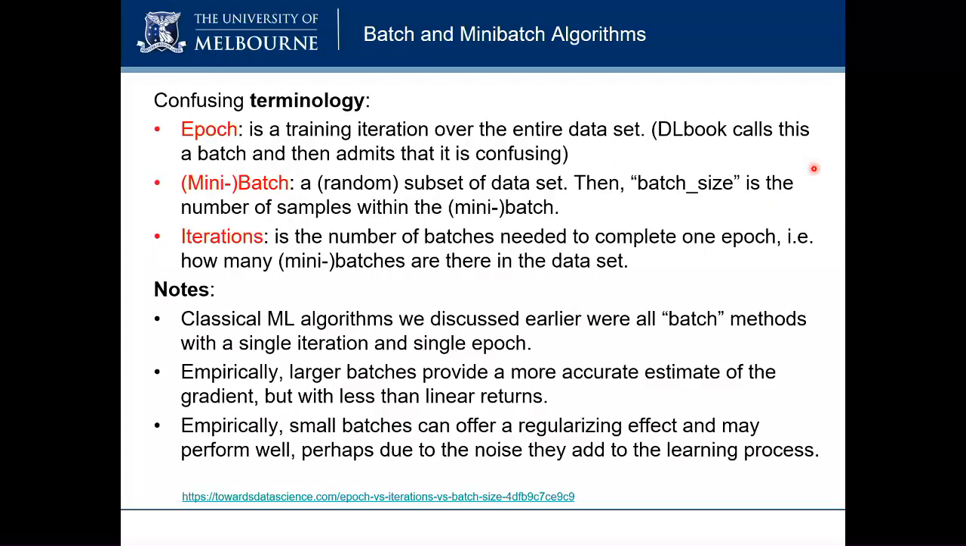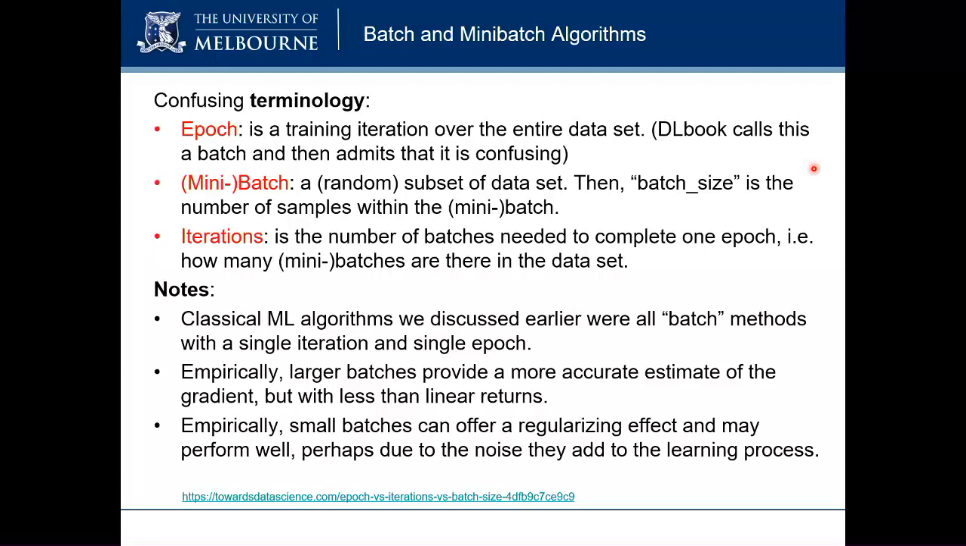So I put the mini into parentheses. If you call the whole data set a batch, then you have to call this a mini batch, which is kind of meaningful. But because no one calls the whole data set a batch, everyone calls it an epoch, they don't call it mini batch, they call it batch. The batch size in your libraries is actually the mini batch size.